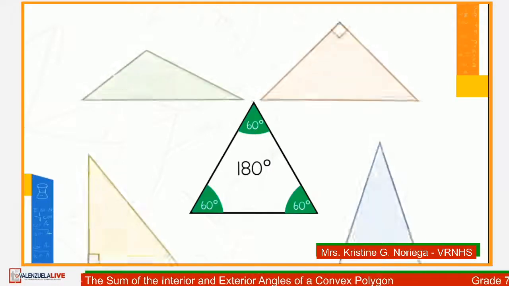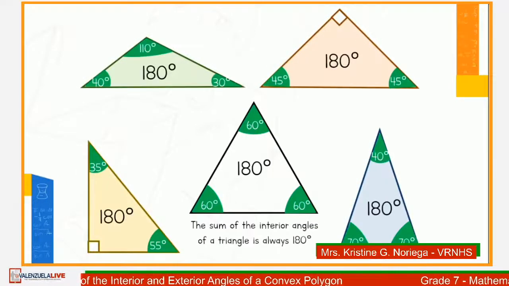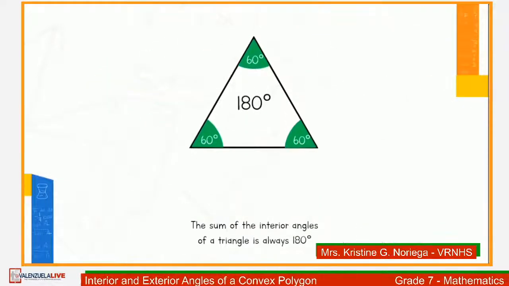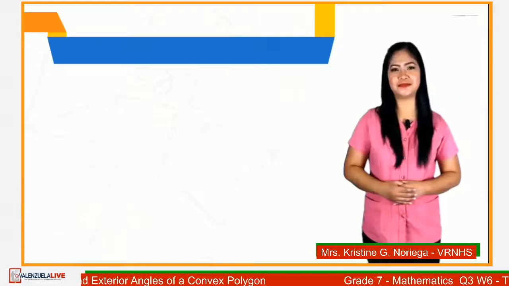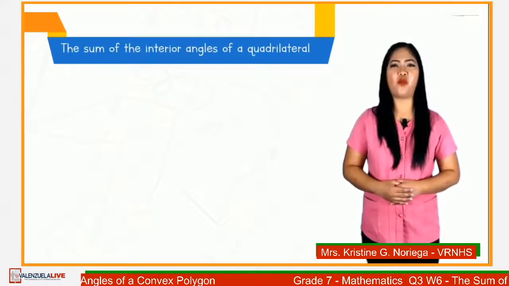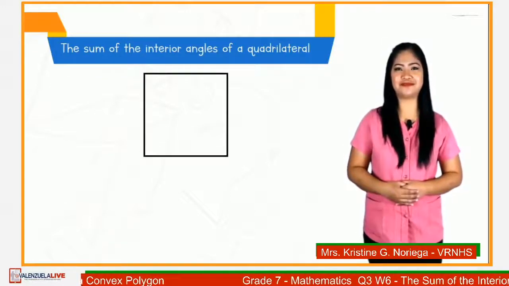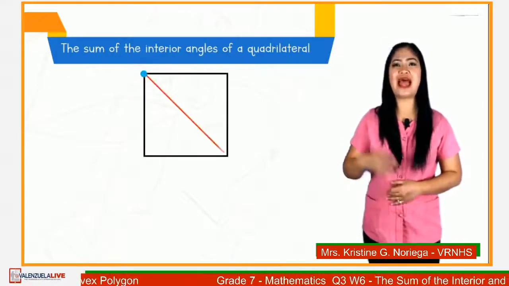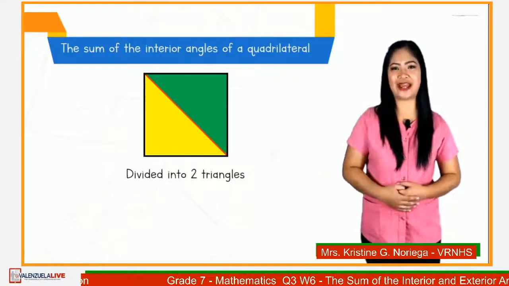Whatever kind of triangle it is, as long as it is a triangle, the sum of the interior angles is always 180 degrees. How about a quadrilateral? What do you think is the sum of its interior angles? If you come to think of it, a quadrilateral can be divided into two triangles.